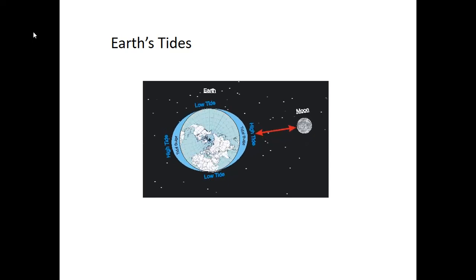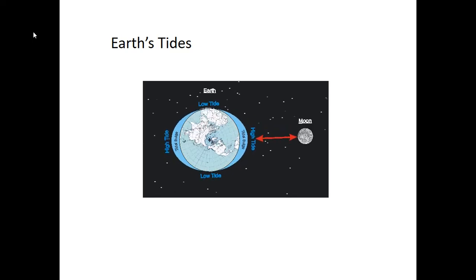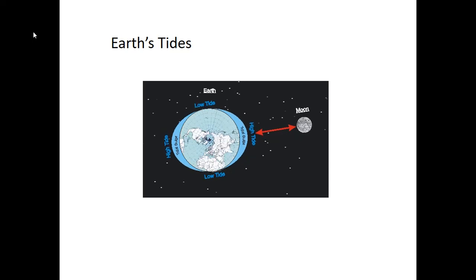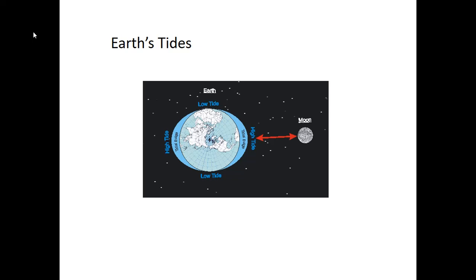So the moon creates the Earth's tides. And then the rotation of the Earth, you can see as you rotate around the Earth, you're going to hit a high tide, a low tide, a high tide, a low tide every 6 hours because it takes 24 hours for the Earth to rotate the whole way around.